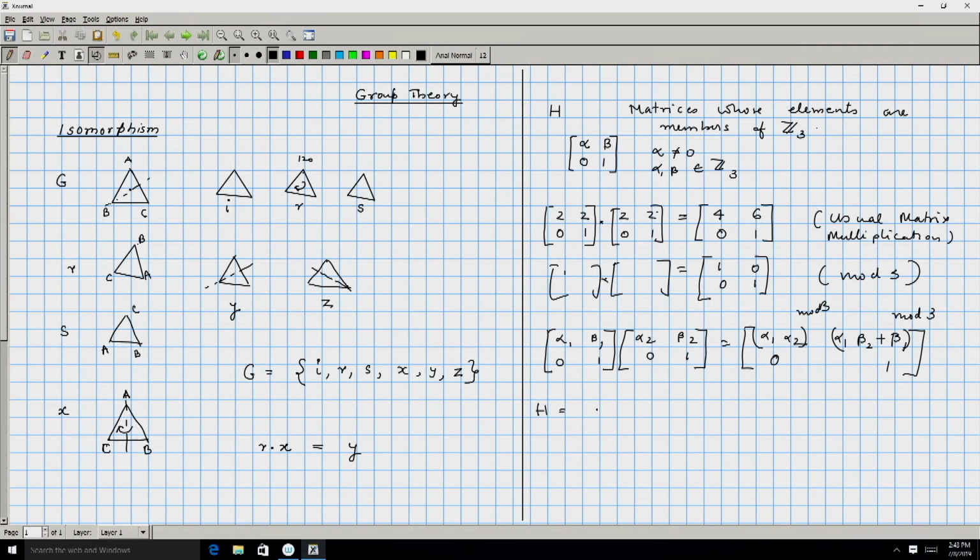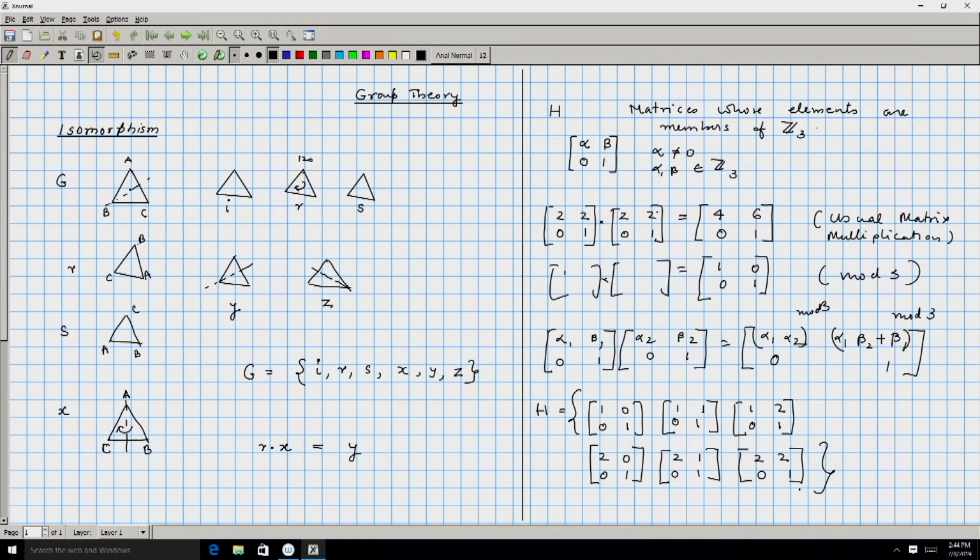So, we can write these 6 elements as, when alpha is 1, we have 1, 0, 0, 1, 1, 1, 0, 1, 1, 2, 0, 1. And then 2, 0, 0, 1, 2, 1, 0, 1 and 2, 2, 0, 1. So, these are 6 elements, and you can check that under the operation that we have defined, these 6 elements do form a group.